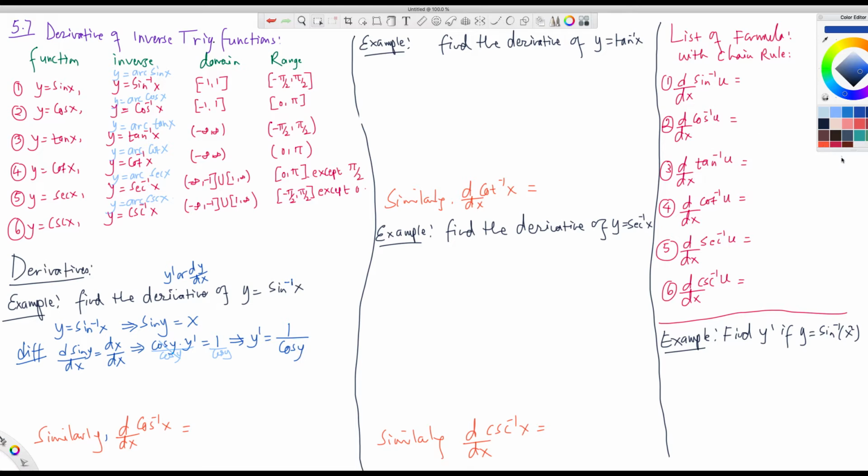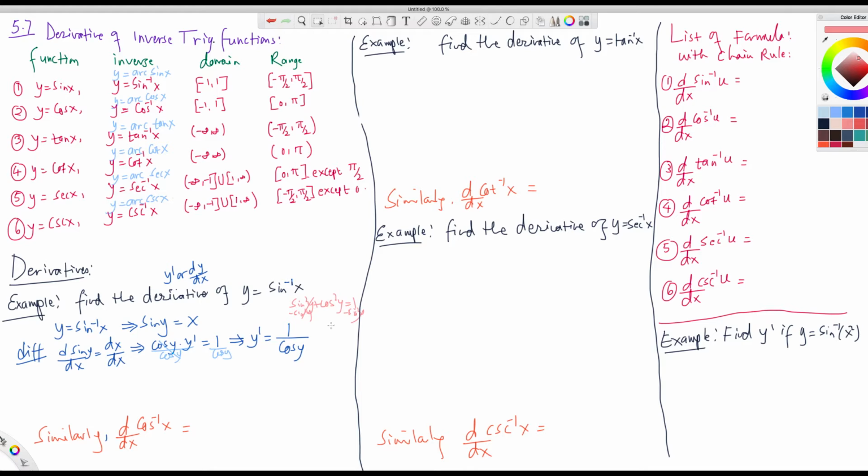So how do I do that? If you remember the trig ratio formula, what is the value of sine square y plus cosine square y? It is always 1, right? If you solve this for cosine square y, what do you get? Subtract sine square y from both sides. Cosine square y equals 1 minus sine square y.